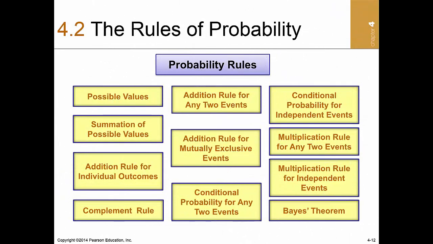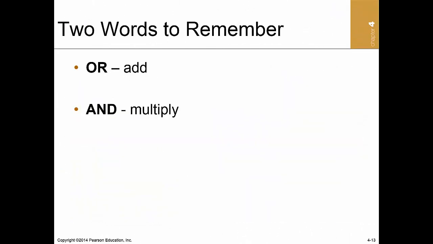Now that we've gotten a grasp on the basics of probability, let's dive into some of the rules of probability. If there's one thing you need to remember for probability, it's these two words. If you see "or," you will add probabilities. If you see the word "and," it means you will multiply probabilities.